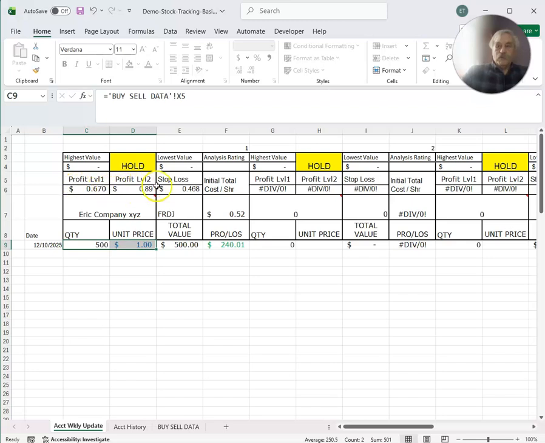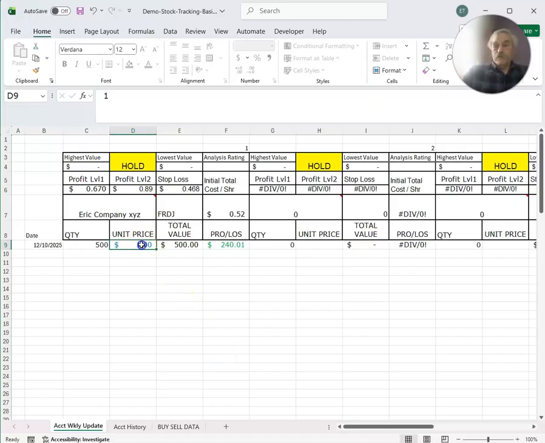And up here, just for reference, it also gives you your profit and loss levels. And all you have to do is enter a value for your stock. You can do this daily, you can do this weekly. Like I said, I think I do this once a week. I have too many to do it every day. And usually the end of the week is enough.